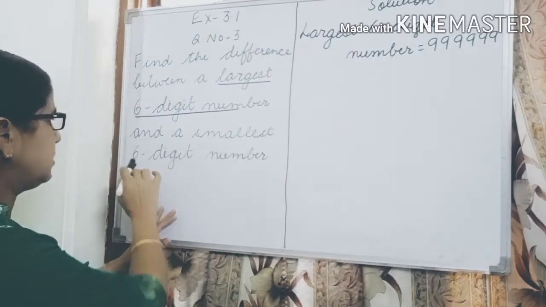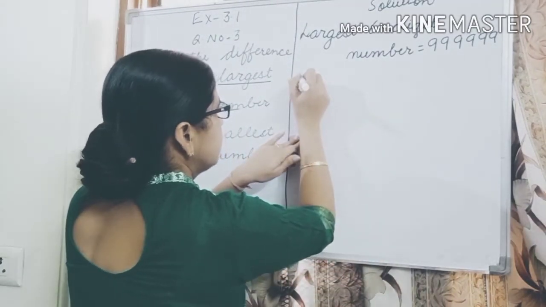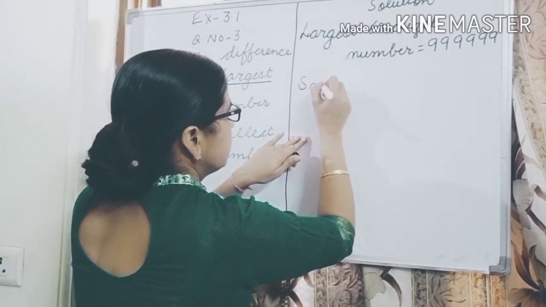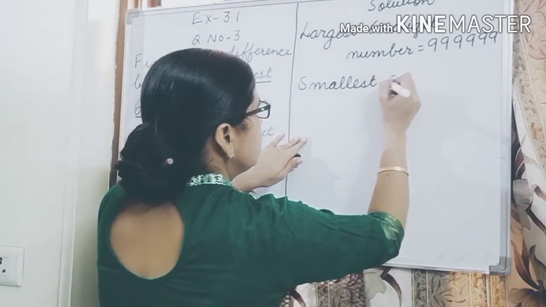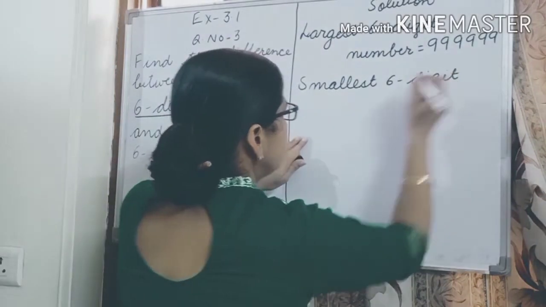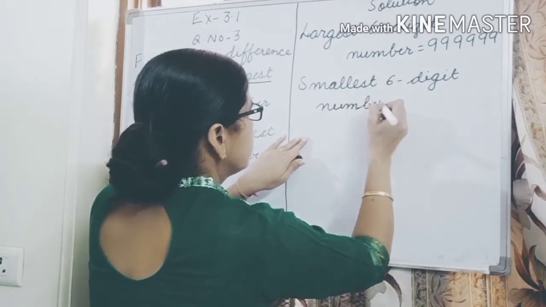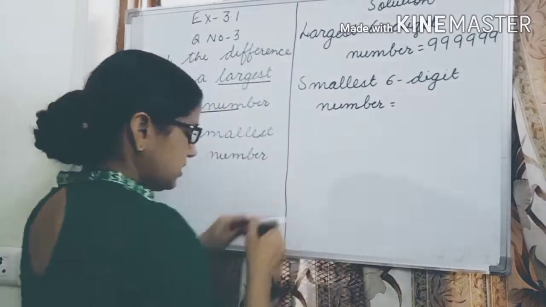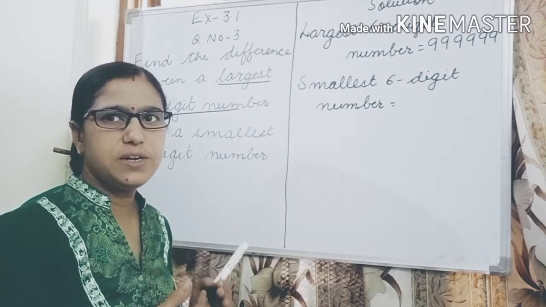Now we will write down the smallest 6-digit number. For writing the smallest 6-digit number, what do you have to do? You have to use only digits 1 and 0. How will you use 1 and 0?